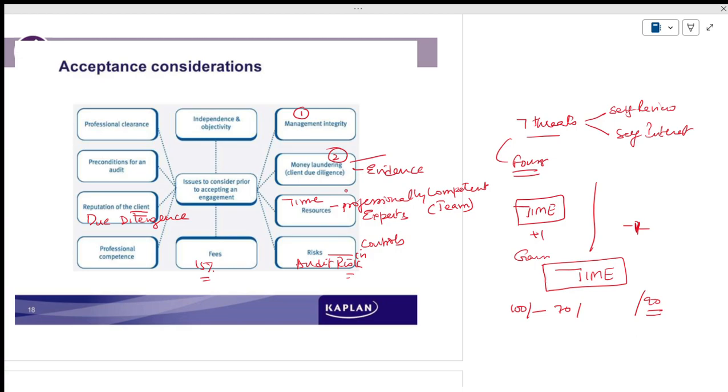Next, preconditions of the audit. Are there any preconditions? Any conditions attached to the audit, that you have to do like this or that? We have to be very clear. We have to get professional clearance from the previous auditor, the outgoing auditor. And most importantly, there should be independence and there should be objectivity.